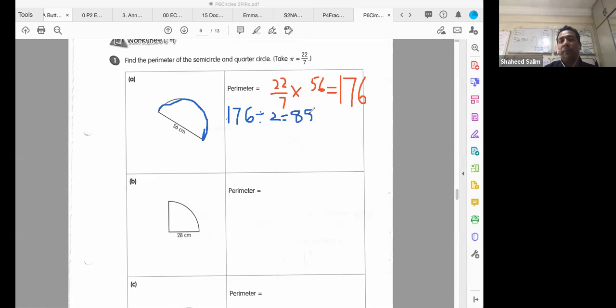But this is not the perimeter. For the perimeter, you must also plus the 56. So 88 plus 56, which equals 144. 144. And don't forget your unit, cm. Can you try the next one? B.